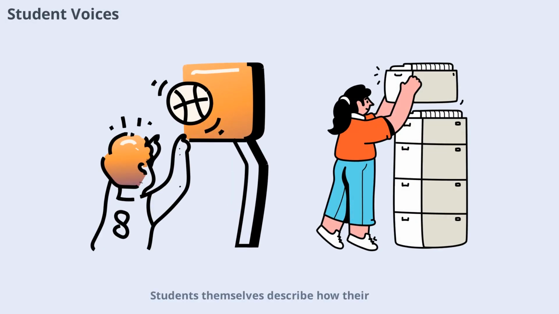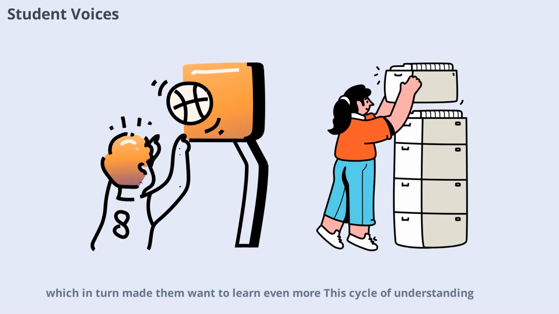Students themselves describe how their interest and enjoyment affect their learning. One student shared that they often didn't like a subject at first because they didn't understand it. But as their understanding grew, so did their interest and enjoyment, which in turn made them want to learn even more. This cycle of understanding, interest, and enjoyment can lead to deeper engagement and better learning outcomes.